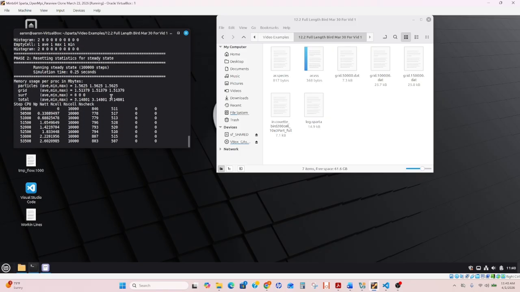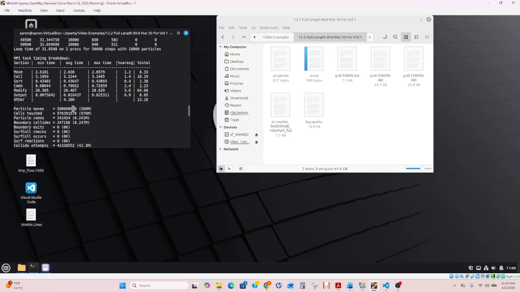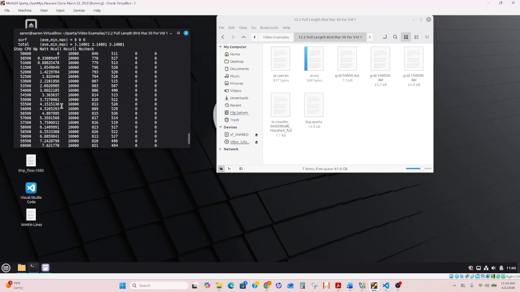You see it just switched over into doing the steady state. That was all the transient up here, and now it's switched over to doing the steady state part. And so we actually are going to be putting out information here in just a second.